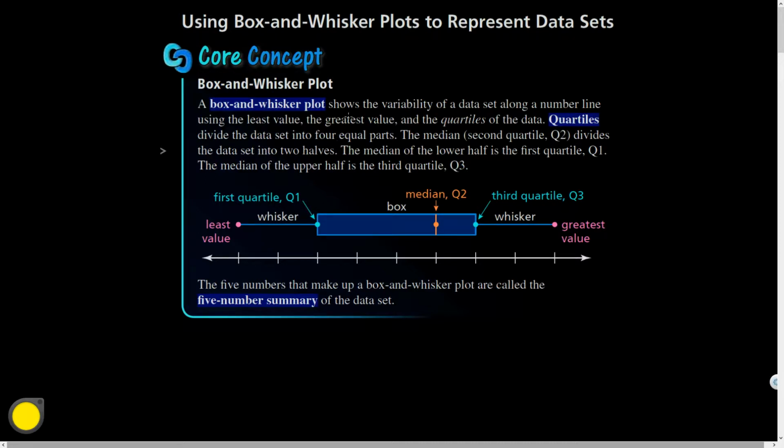So today we're talking about section 11.2, box and whisker plots, which visually are a way of displaying where my data is, where the minimum and maximum are, and where it's densely compacted and where it is spread out. A box and whisker plot shows the variability, although part of it will show a measure of center. It shows the variability of the data set along a number line.